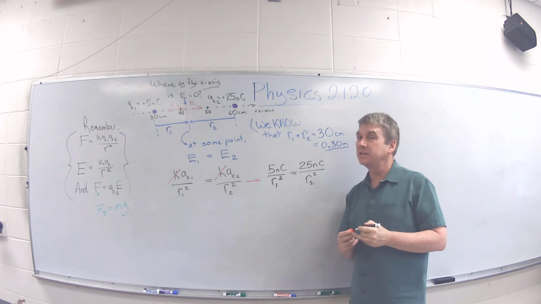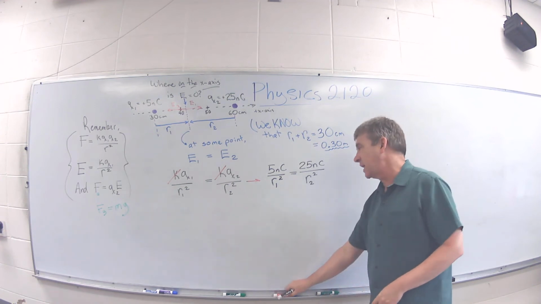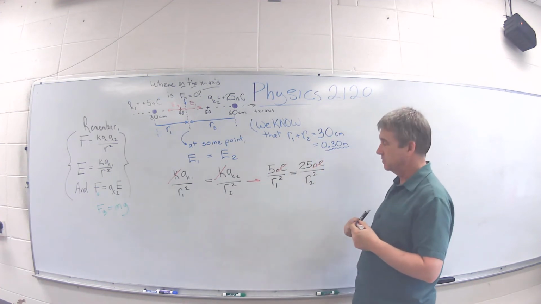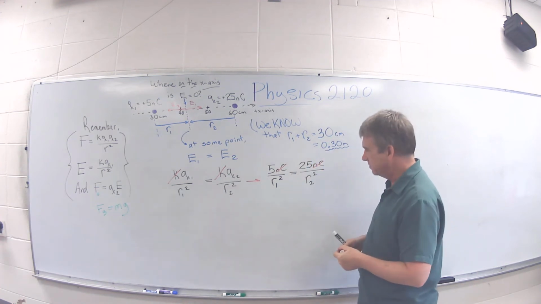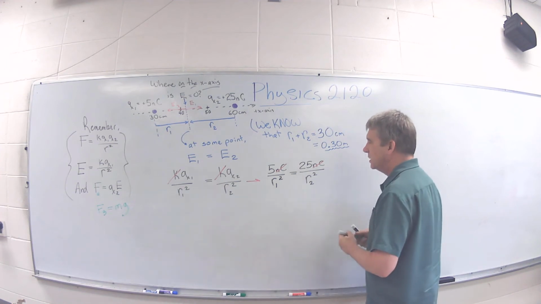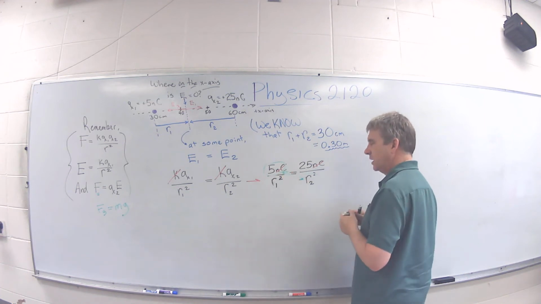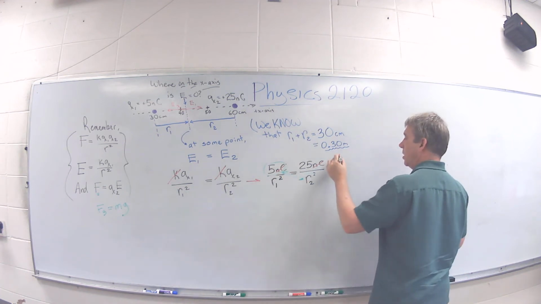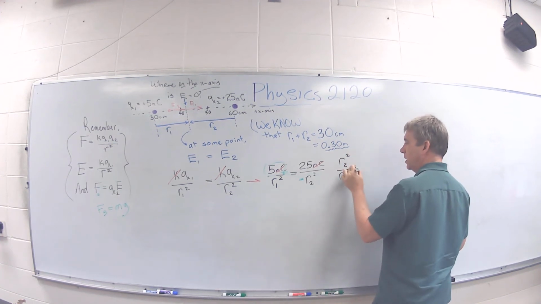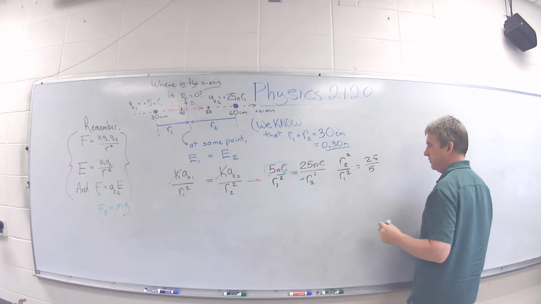Now, do you notice something else that's going to cancel out? Remember, units are just like numbers. They follow the same rules. So we can actually get rid of our nanocoulombs here. Now we're going to do a little math trick. And it comes out of cross multiplication. What we're going to do is we're going to take this value and this value and switch them. And what we end up with is R2 squared over R1 squared is equal to 25 over 5.